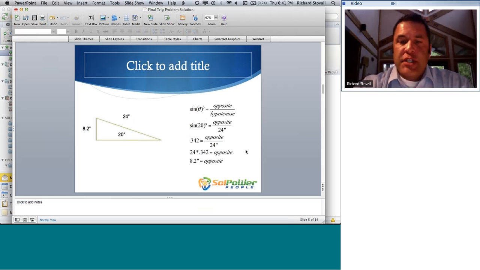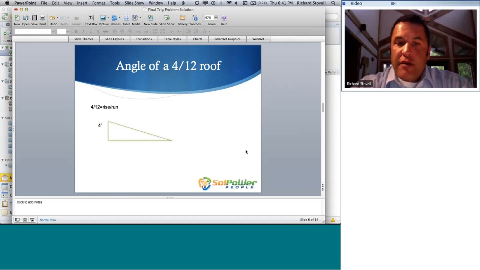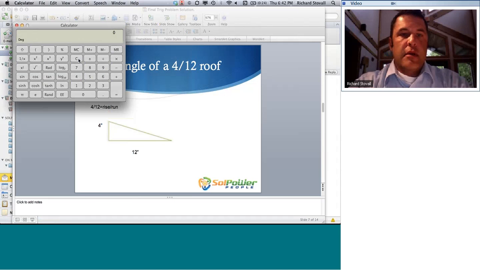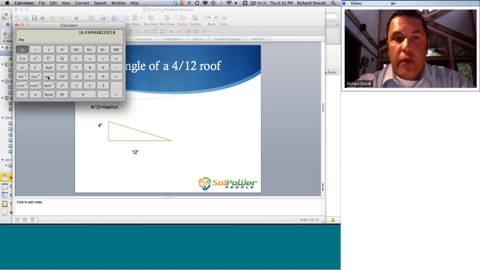So we have 8.2 inches as the opposite side, okay? However, we're dealing with a rooftop that has a 4:12 pitch, okay? So you just went through the arctan function. We know that we use a tangent function. We know that we've got a rise of 4 inches for every 12 inches of run, okay? So 4 divided by 12, I'll go ahead and pull this up, is 0.33, shift arctan of that is 18.43 degrees.